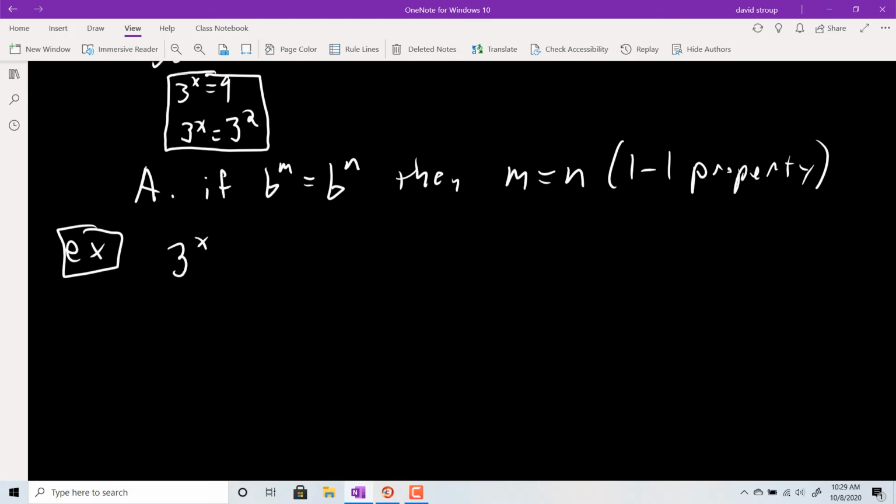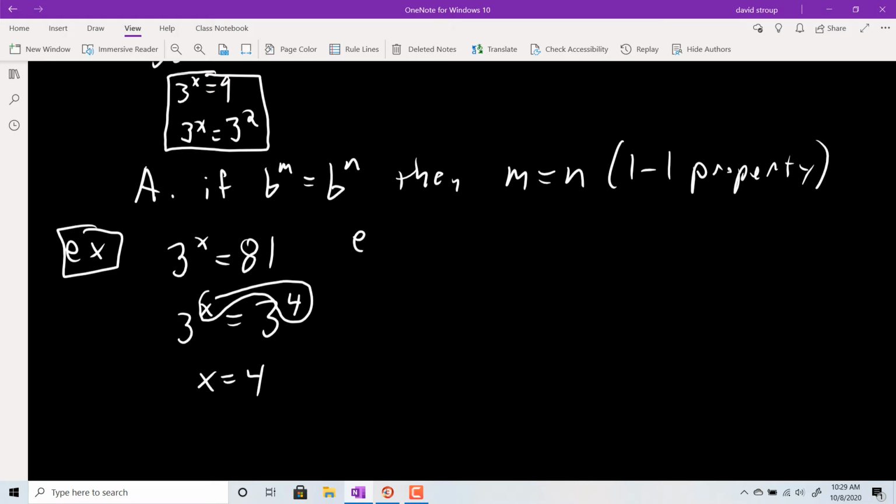So we have 3 to the x equals 81. Okay. So the deal is you want to get both sides to have the same base. So you can rewrite 81 as 3 to some power. So 3 times 3 is 9, times 3 is 27, times 3 is 81. So it must be 4. Right? And as soon as you have that, then you could just equate the exponents. So x equals 4, and that's your answer.